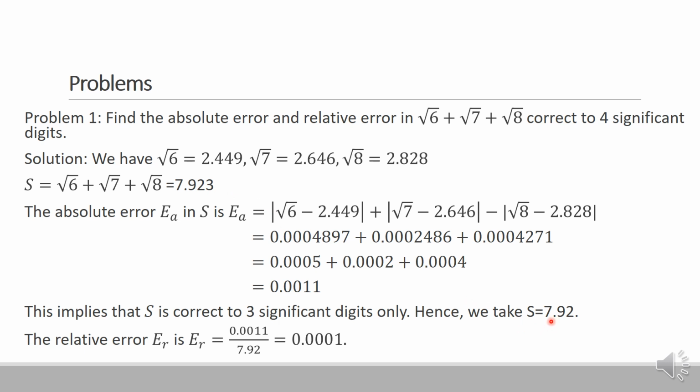So we will retain only 3 significant figures in S, that is 7.92. Now taking this as the true value, the relative error is equal to the absolute error, that is 0.011, divided by 7.92, and we get it as 0.0001.